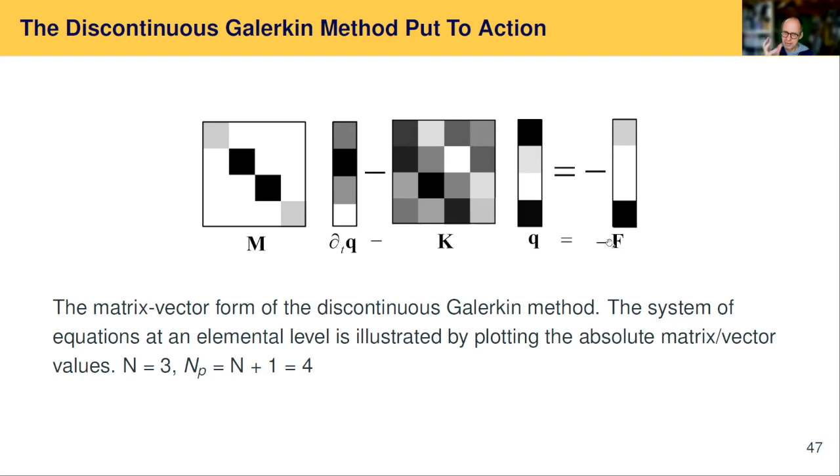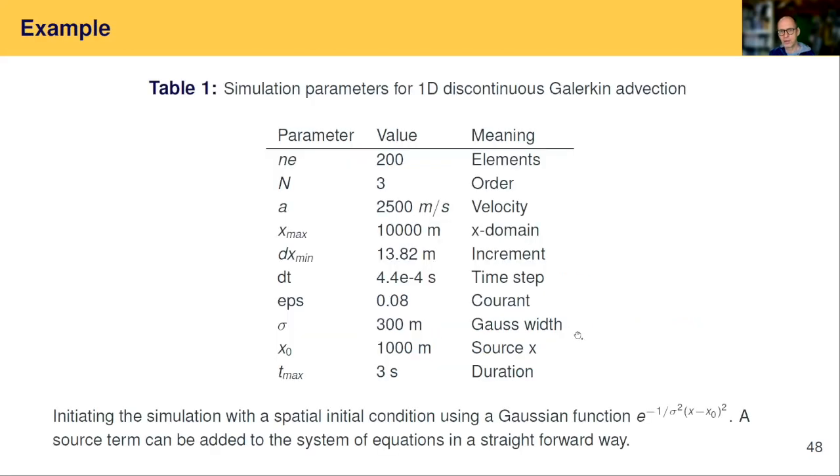And again, this is one of the key advantages of this method. It's entirely local. All the calculations can be done on a local level. Of course, to calculate the fluxes, yes, you have to know things that happen in the adjacent element. So here's an example with 200 elements. I guess that's the example that is in the Jupyter notebooks.